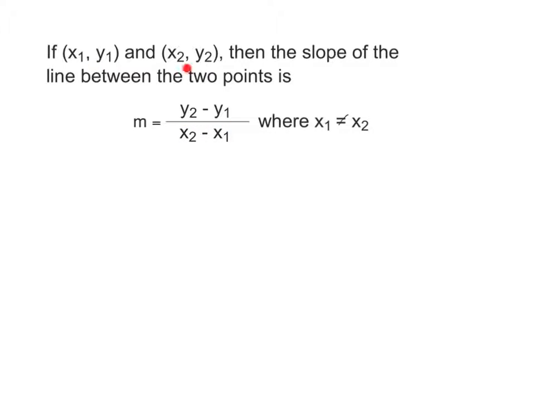Now the order of these 2 points is not really important, but you do have to stay consistent. So we want to use subscripts like this just to show which one is which. Another important thing that I want you to pay attention to is this statement here. x1 cannot equal x2. If that's true, then we'd be subtracting the same number in the denominator and you'd divide by 0. If that's the case, we have an undefined slope, just like you'd have an undefined number.